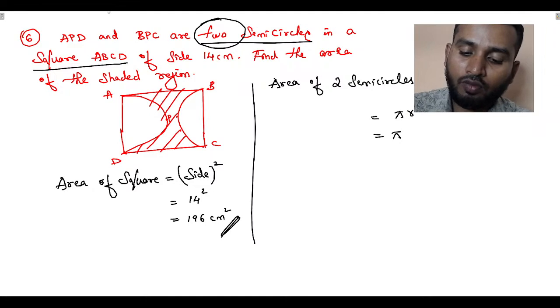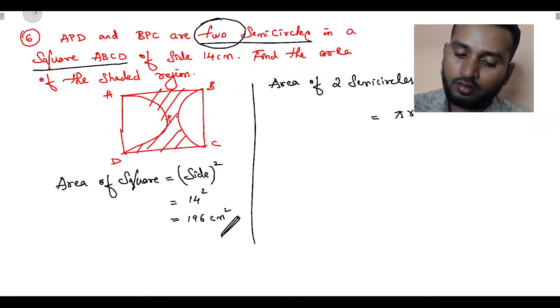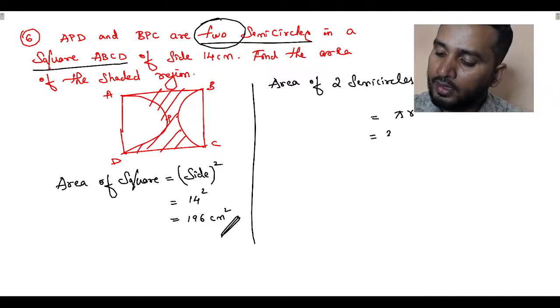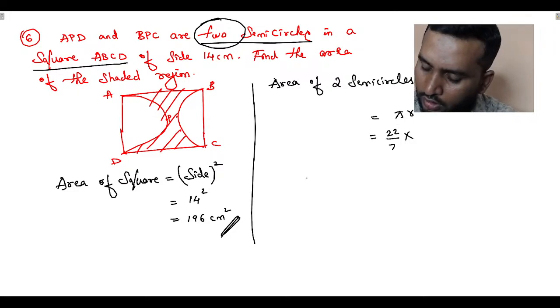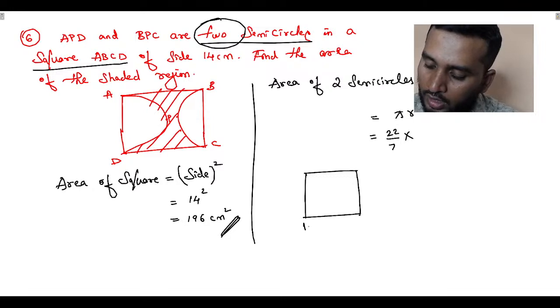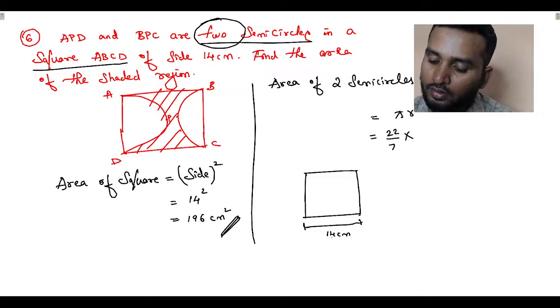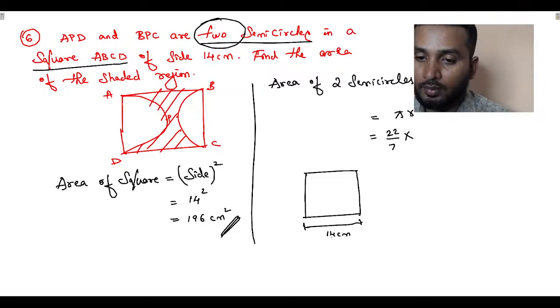So what is the value of pi? The value of pi is 22 by 7 into radius. See children, this is interesting. See, if this is a square, we know that it is 14 centimeters, isn't it? How much is it? 14 centimeter, isn't it? Now what is half of this? That is 7 centimeter, isn't it? Now this is 7 centimeter.